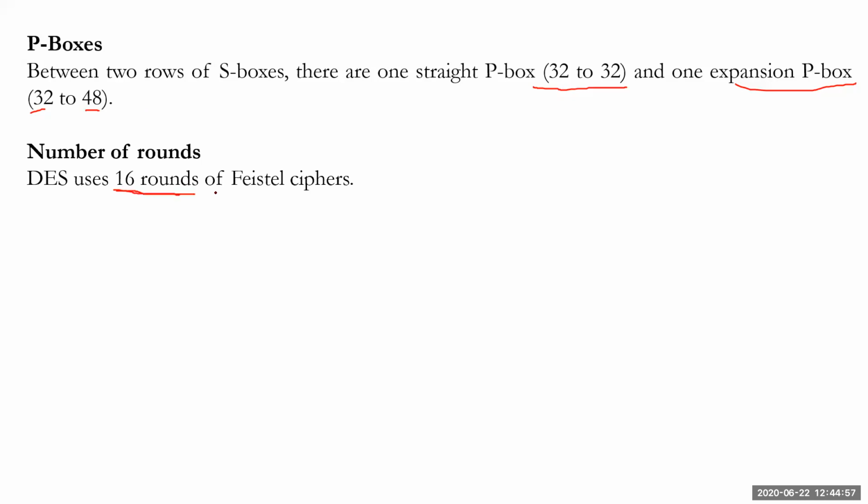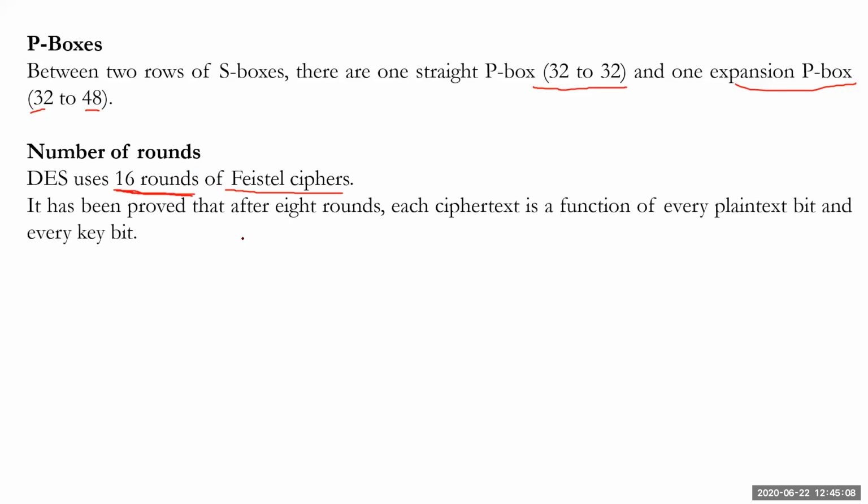So 16 rounds of Feistel network will be used by DES, so that a very strong ciphertext will be generated. What is the weakness of DES? I have written the weakness here. The DES key is only 56 bits.